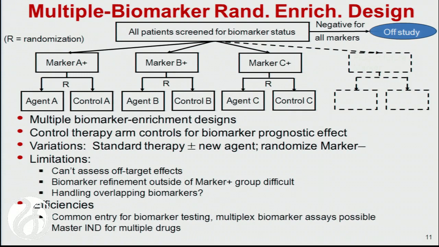What we can't do, with some of the same kind of limitations that we have with the simple enrichment design, is assess off-target effects. We don't know if perhaps we give agent A to somebody who's positive for marker C, that in fact maybe they'll get some benefit too. We never really stray outside of our biomarker-defined subgroups. And again, this has some of the nice logistical efficiencies as we've already talked about with regard to the basket design.